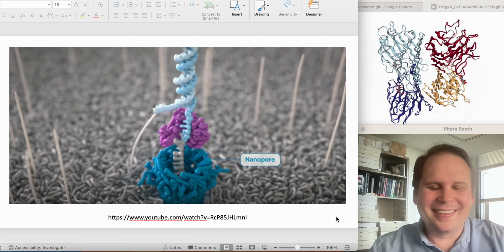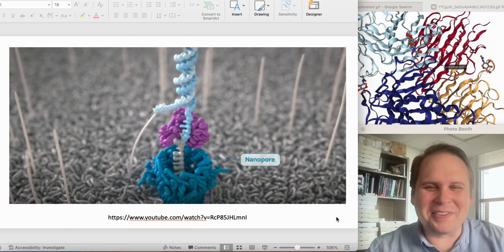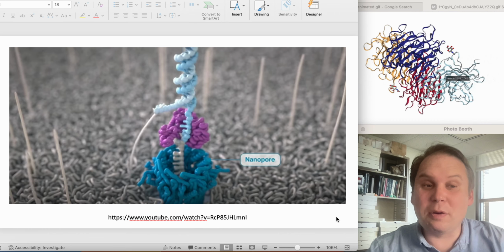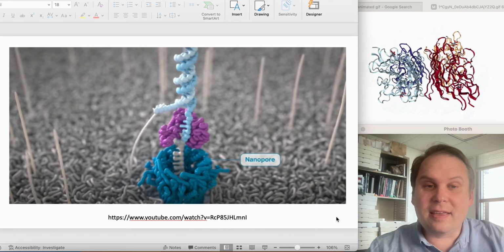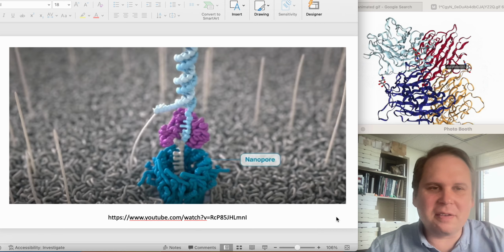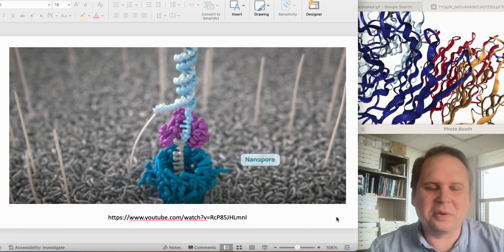Okay, here it is. This is it. Last level of DNA sequencing. It's called nanopore sequencing. The company that's out in front right now is called Oxford Nanopore, which, who cares?